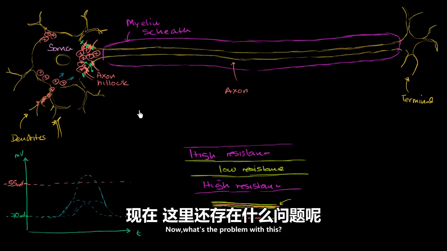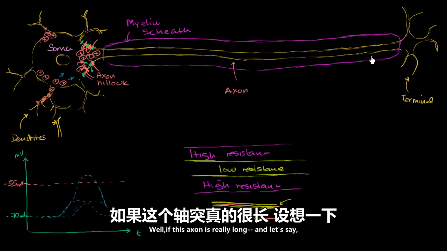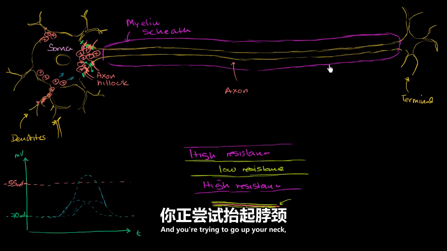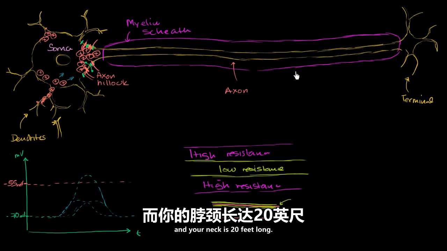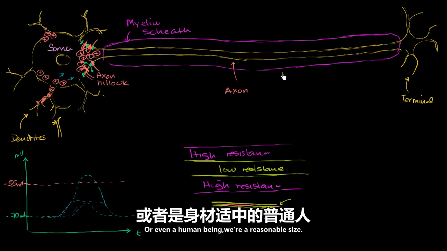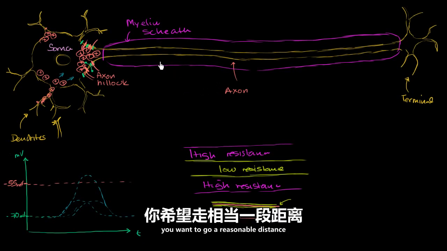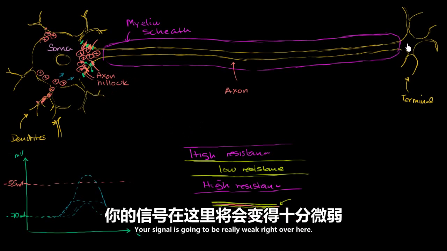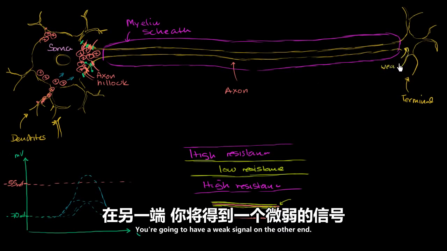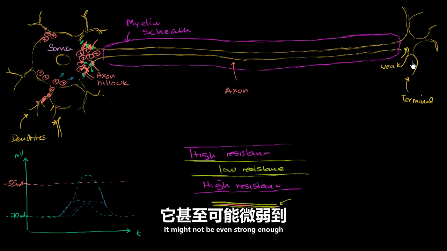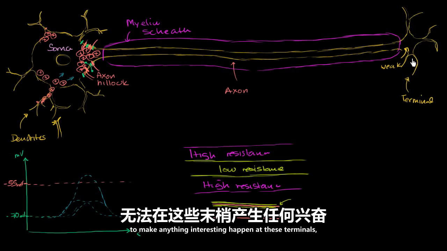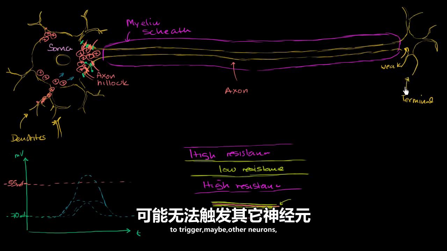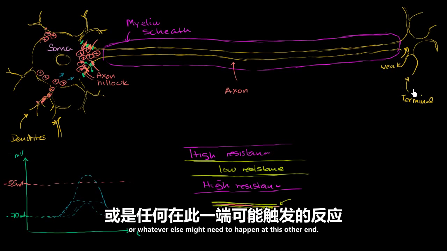Now what's the problem with this? Well, if this axon is really long, and let's say you're a dinosaur trying to go up your neck, and your neck is 20 feet long, or even a human being, where we're of reasonable size, and you're going several feet, purely with electrotonic spread, your signal, remember, dissipates. Your signal is going to be really weak over here. You're going to have a weak signal on the other end. It might not be strong enough to make anything interesting happen at these terminals, or to trigger other neurons or whatever else might need to happen at this other end.